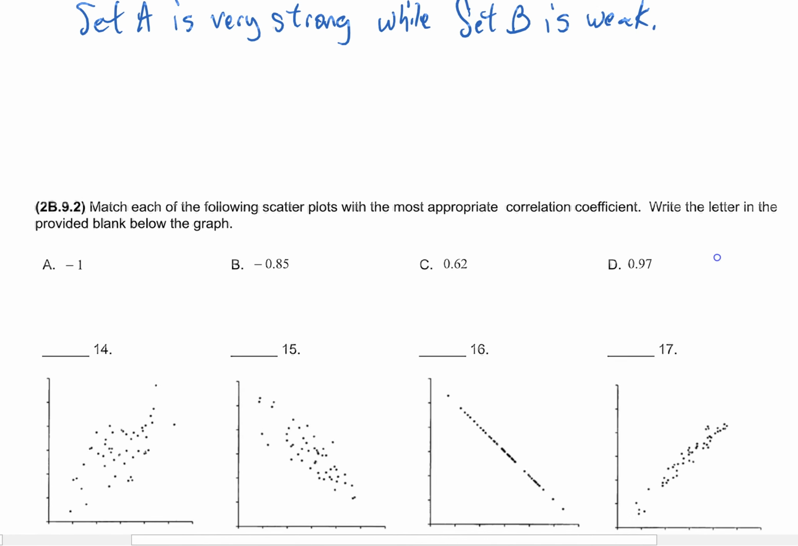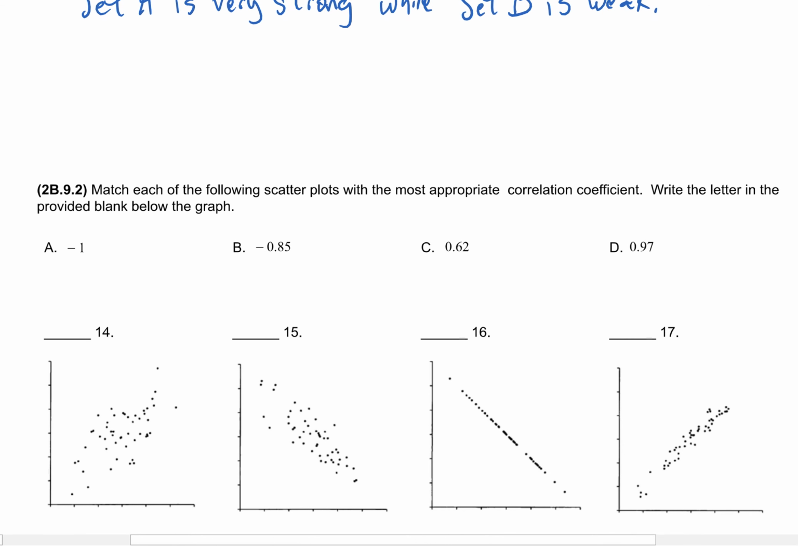Finally, as we're looking at this, it says match each of the following scatter plots with the most appropriate correlation coefficient. Write the letter in the provided blank. So I am drawn to number 16 first. You can see right here, this is very clearly negative correlation, but it's a perfect line, and that means you're going to need A. Your A is the -1. It's a perfect fit. Where else do we have something negative? Well, that's actually number 15.